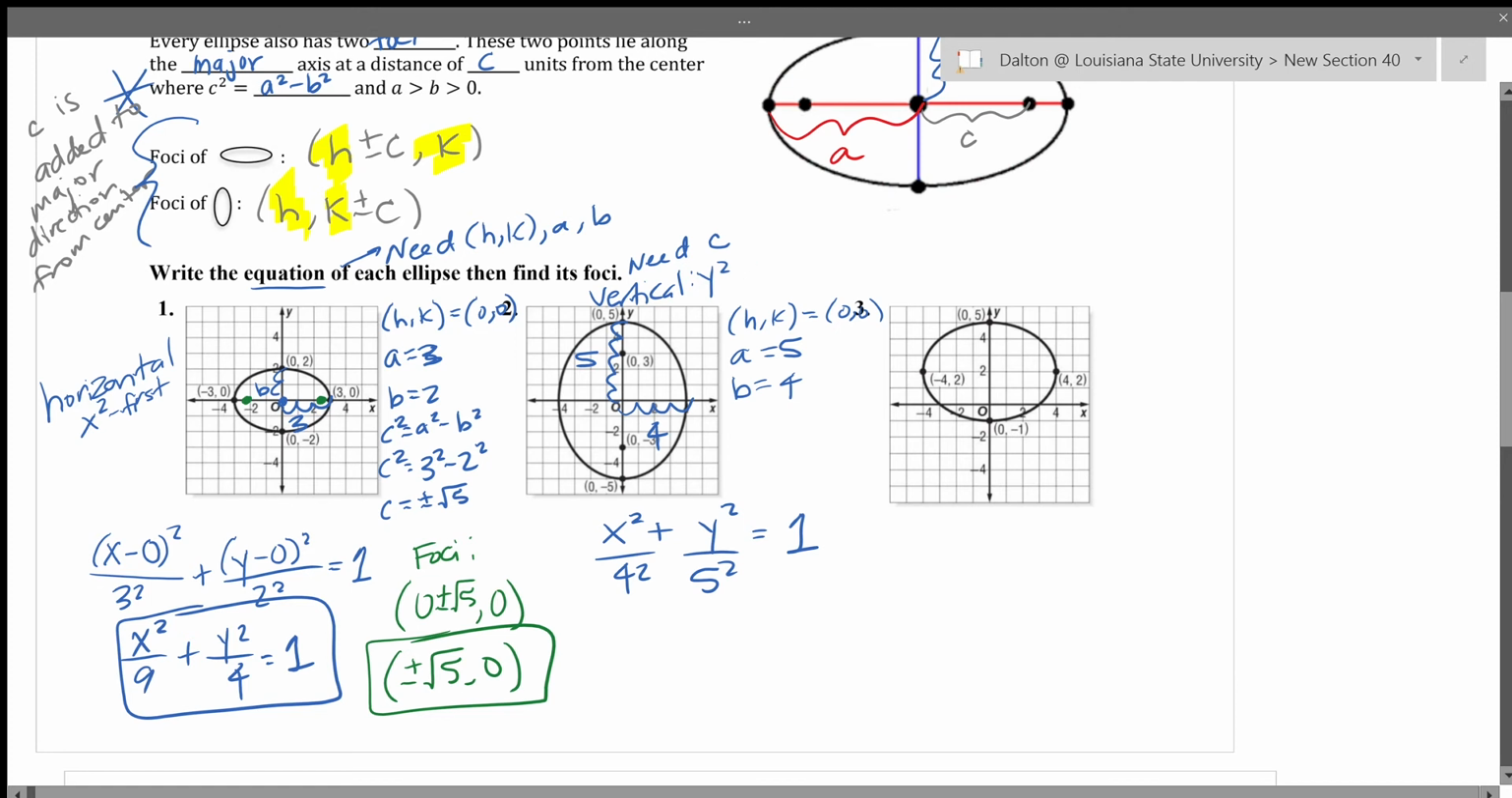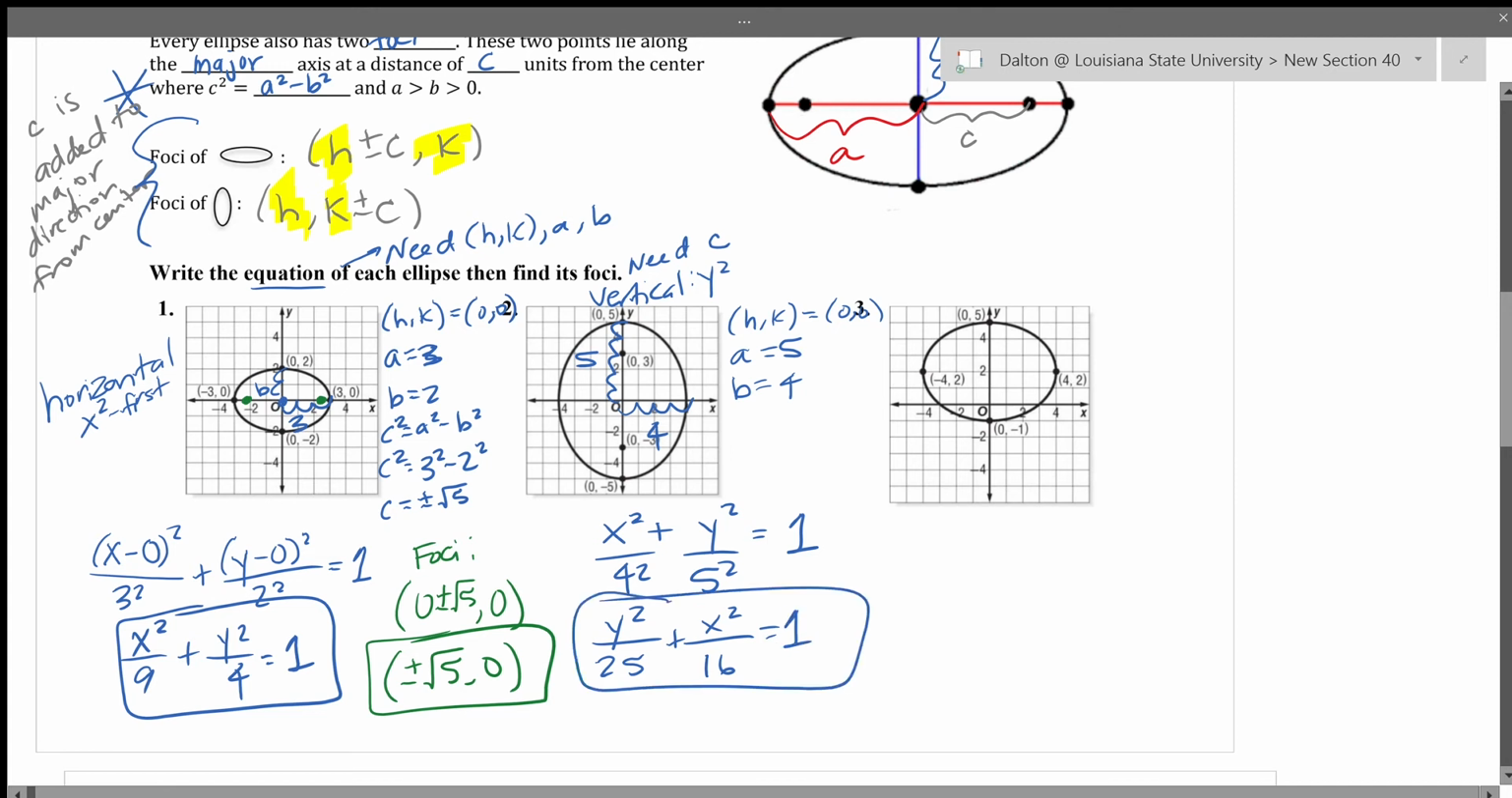And I know my big term, a, always has to be first, which is why 25 needs to be the first denominator instead of 16. So I actually need to swap these two. So I'm going to have y squared over 25 plus x squared over 16 is equal to 1.